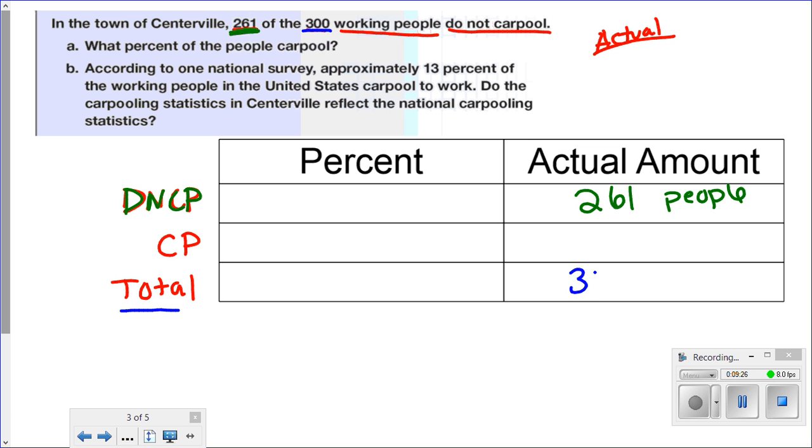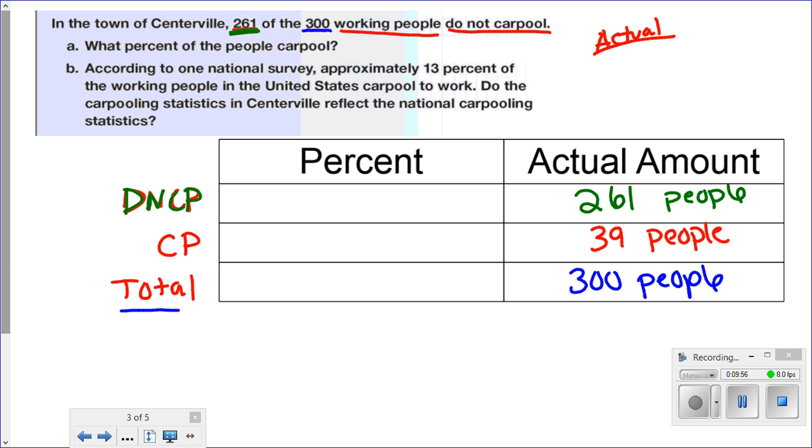So we will write 300 people with 2 boxes in the same column. Okay, if we know 2 boxes in the same column, we can find the other one. If 300 total people, 261 did not carpool, that means we have 39 that did carpool. So we can fill that in right there. Hopefully Mrs. Killorn's math is right. You better check to make sure before you move on.